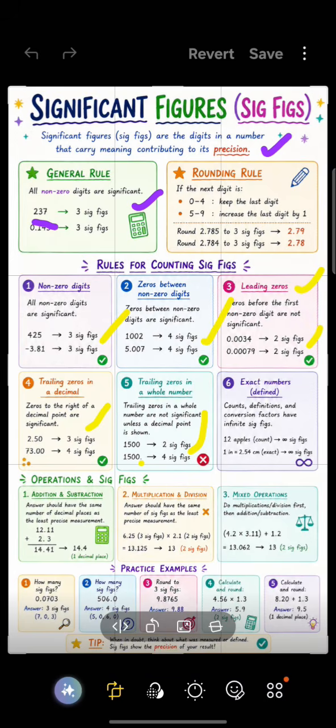Exact numbers like counts, definitions, and conversion factors have an infinite number of significant figures. Suppose 12 apples, 10 bananas. Those are related to counts. For them, there are infinite significant figures.